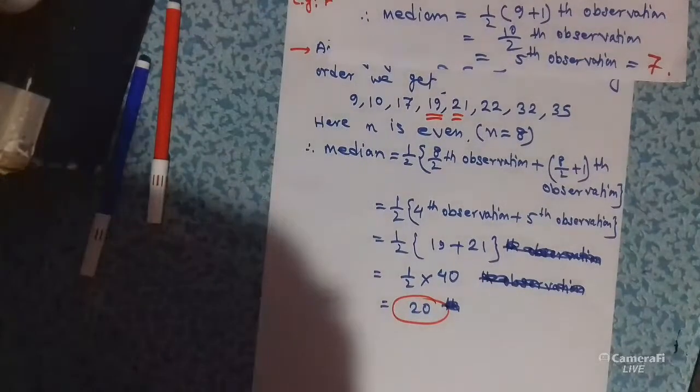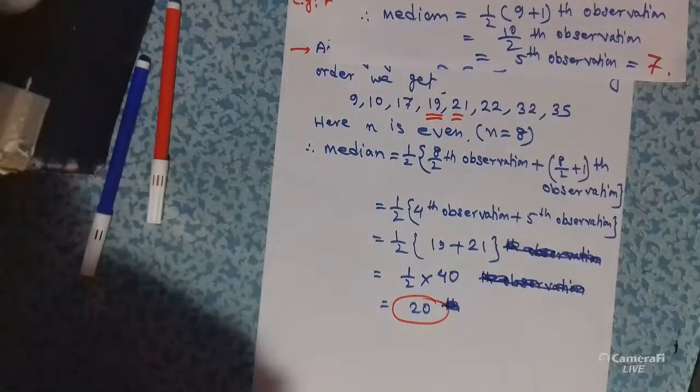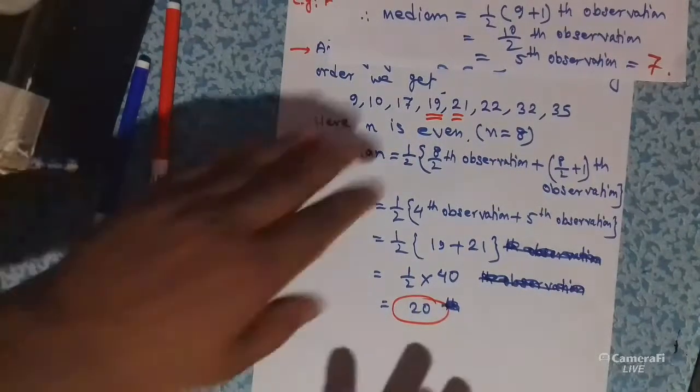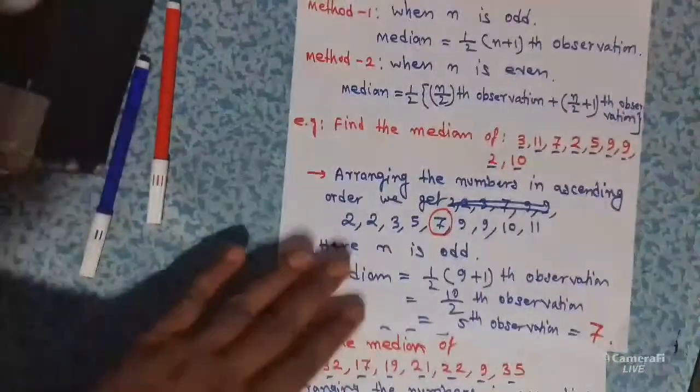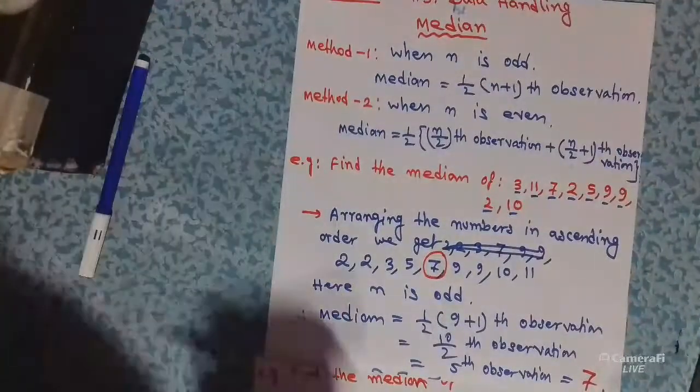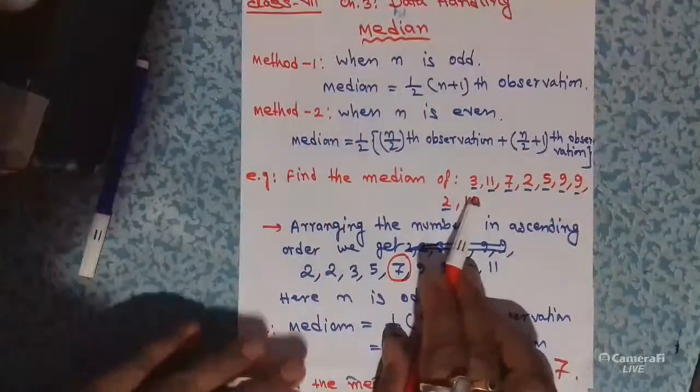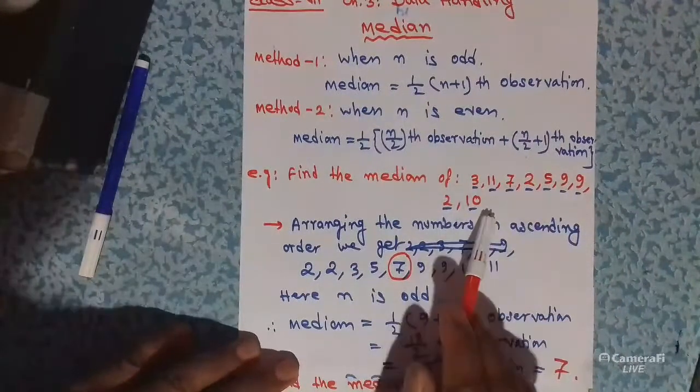One student answered 19. No, 19 is not the right answer. One student couldn't understand the first solution, so I will repeat once again: find the median of these observations.